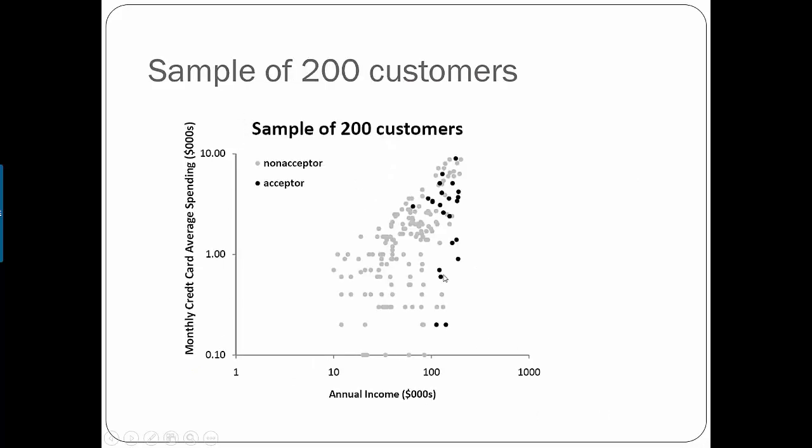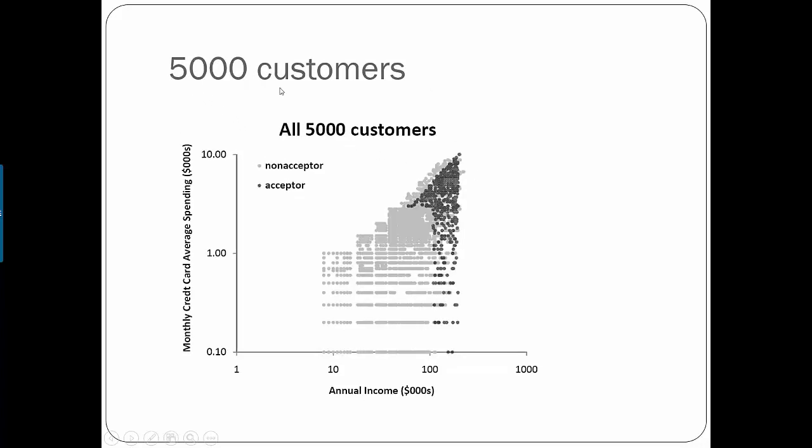Now if you plot the two predictors, annual income and monthly credit card spending, for only a sample of 200 customers, you get a plot like this, and a discriminant line going this way or this way is going to have lots of misclassification. Especially around here, there are a lot of events and non-events clustered together. Now here are all the 5,000 customers in the data set. Again, a scatter plot between annual income and monthly credit card average spending.